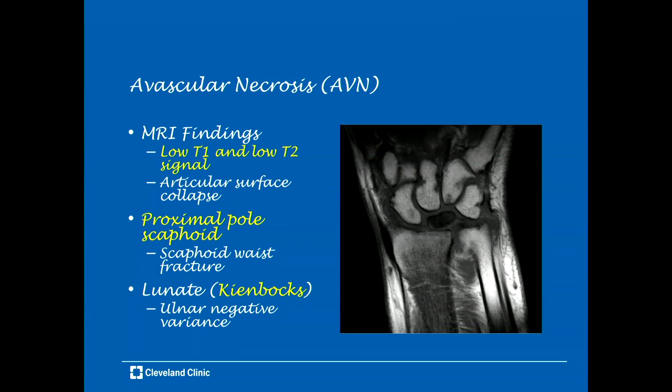MRI findings of avascular necrosis, the most specific are really low T1 weighted and low T2 weighted signal, as well as in more advanced cases looking for articular surface collapse. The most common locations for avascular necrosis include the proximal pole of the scaphoid, usually as a result of a scaphoid waist fracture, as well as AVN of the lunate, also known as Kienböck's disease, which is usually the result of ulnar negative variance or a short ulna.